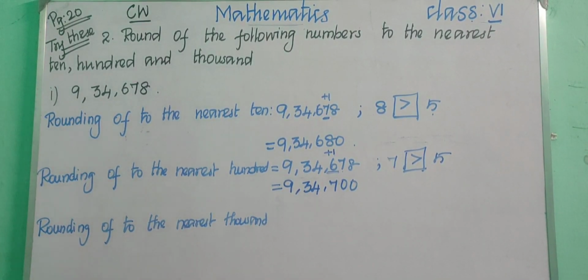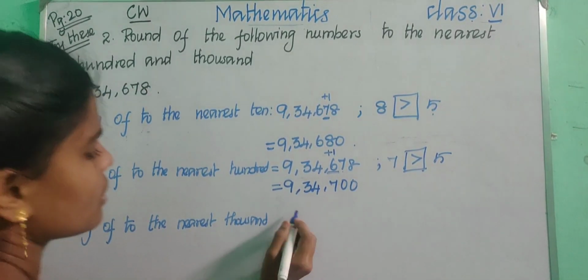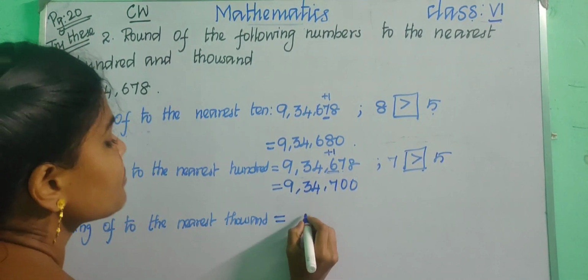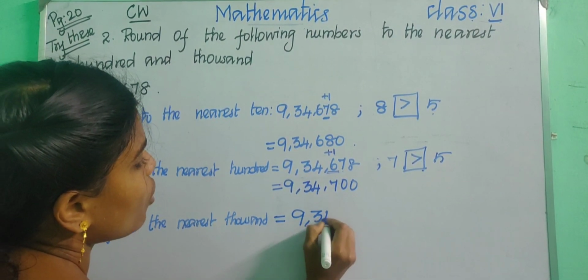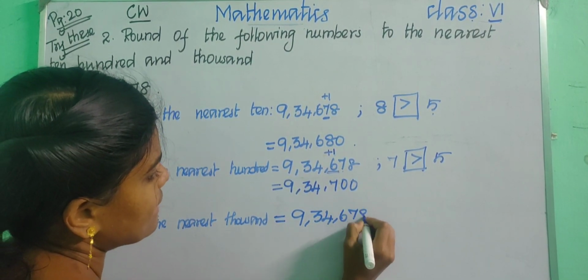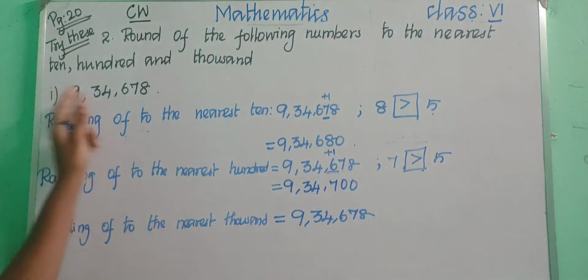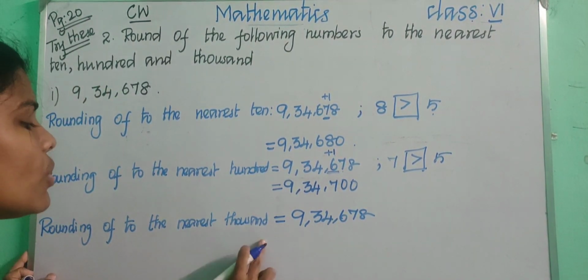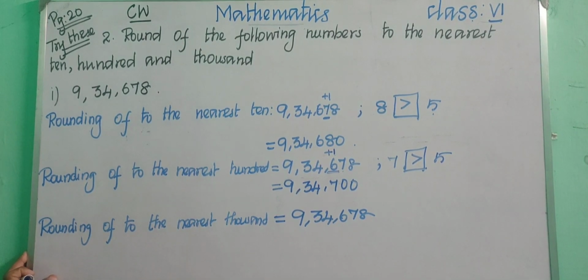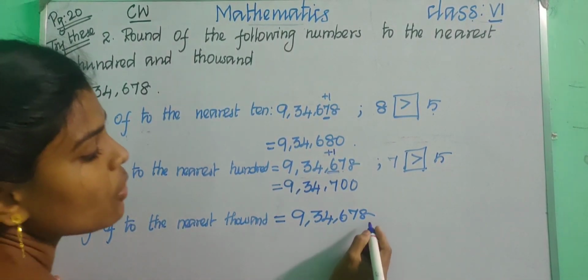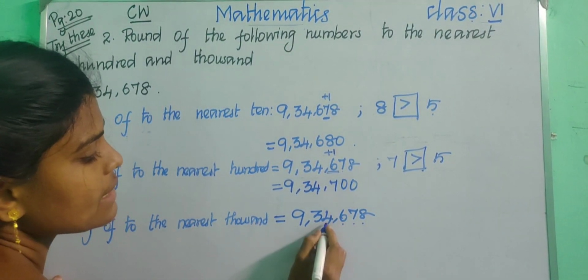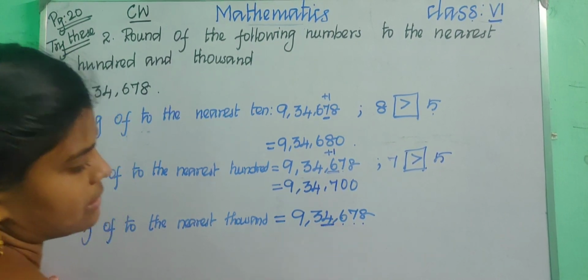So let us round off to the nearest 1000. We are going to round off the same number to the nearest 1000. Let us write that number. 9,34,678 is the question, right? So we are going to mark the thousands place. Ones, tens, hundreds and thousands. This one is the thousands place.